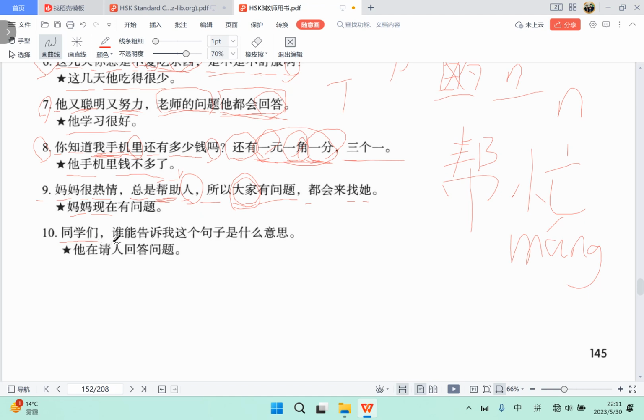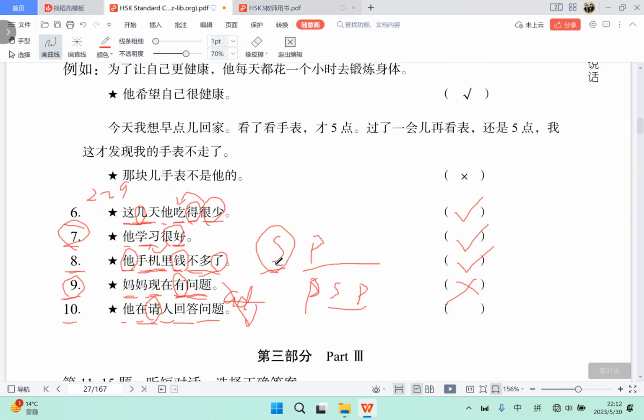谁能告诉我, so who can tell me? Okay, the rest of the part is a full sentence, to describe what is going to be told, right? 这个句子, so this sentence, 是什么意思, what is the meaning. So who can tell me the meaning of this sentence? Okay, definitely the teacher is asking the student to reply to the question. So number 10, 他在请人回答问题. He's asking people or inviting people to answer the question, 问题. So this one 对的, correct, right?